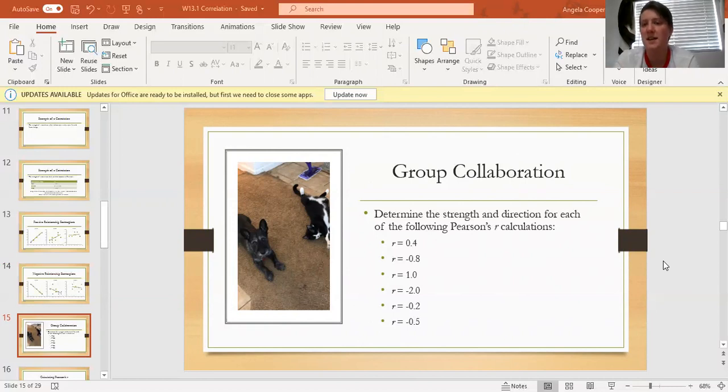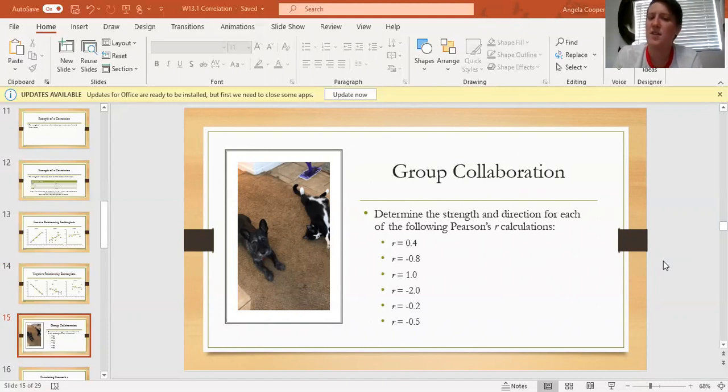Going forward to the next one, R is equal to negative 0.8. We know the direction is negative because it's a negative Pearson's R value. And the strength, just looking at the number itself, 0.8 is certainly larger than 0.5. So that would be a negative strong correlation. Then 1.0, that's positive, and that is quite strong. That is indeed a perfect correlation.